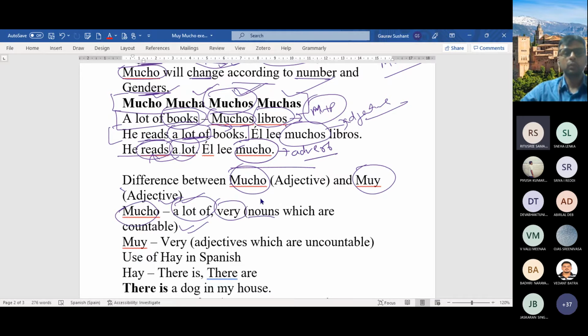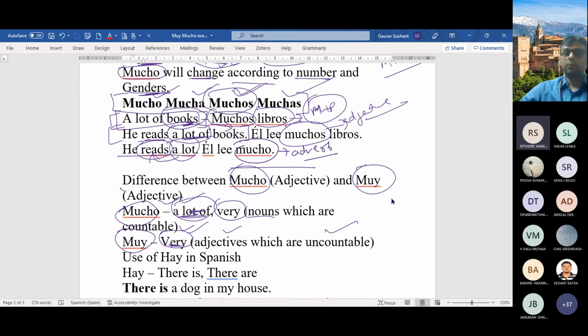Here, if you see, a lot of books I have used here. The noun is books, which is basically a countable noun, so we are using muchos libros. But here it is muy, and muy refers to very. It does not refer to a lot of. It refers to very, but it will be referring to adjectives which are uncountable.